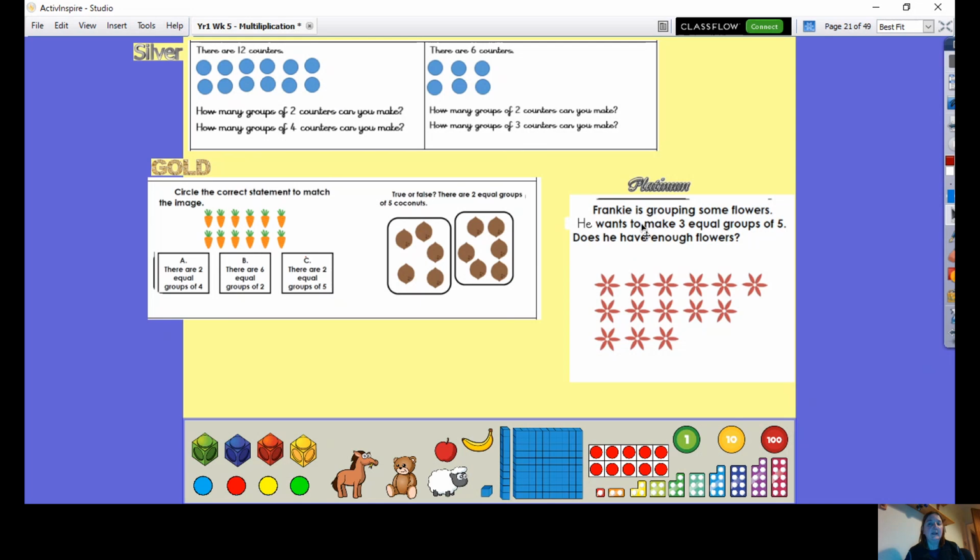And then here, it says Frankie is grouping some flowers. He wants to make 3 equal groups of 5. Does he have enough flowers? With this one, the platinum, I would count how many flowers he's got, and then you could either draw that number and circle them, or actually get that number of objects. I think sometimes it's easier to look and see when you're doing it practically. So I want to pause the video here, and then I'll move on with the answers.